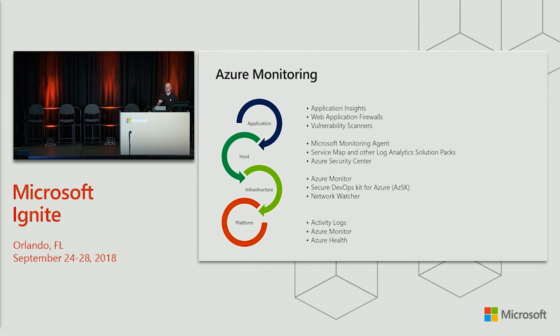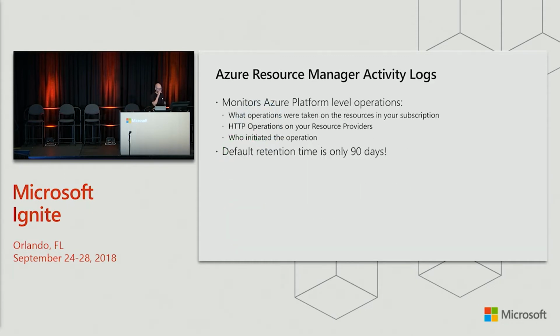And then we have the application layer. In there, of course, the Microsoft first-party solution is Application Insights for application performance monitoring needs. And then, of course, we can add some application layer web application firewalls in there. We can add some third-party vulnerability scanners if you'd like as well. So let's take a little bit deeper look at a couple of these.